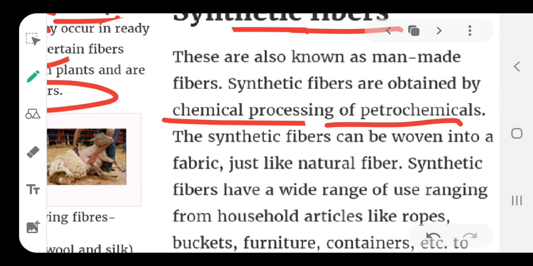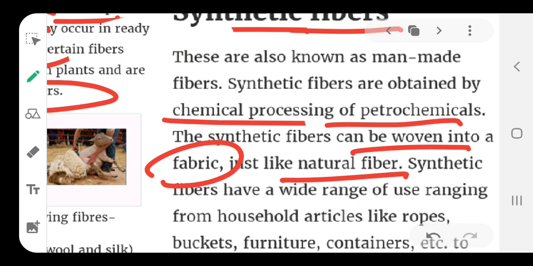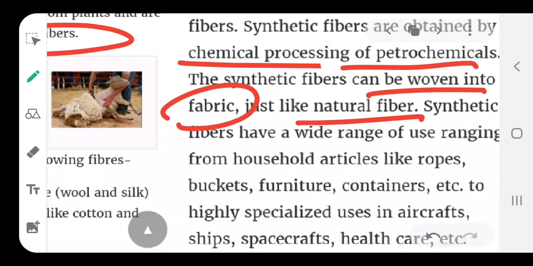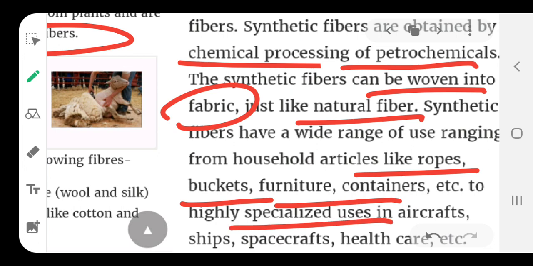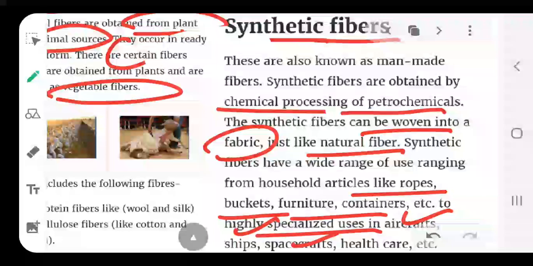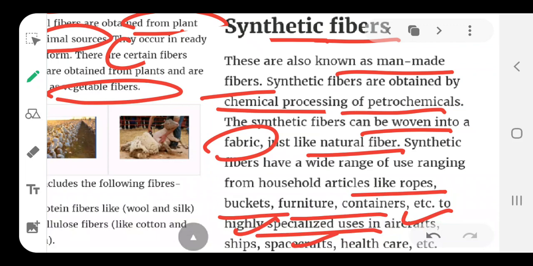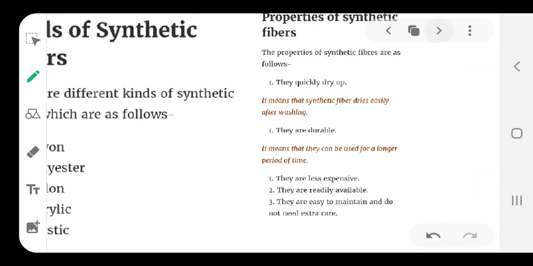The synthetic fibers are then woven into fabrics, just as we do with natural fiber, and they have a wide range of applications in our daily life. We make articles like rope, buckets, furniture, containers, and the list goes on and on. They are even used in making aircraft, ships and spacecraft, so you can see their application is wide. Since they are made by us, we call them man-made fibers. Synthetic fibers are called man-made fibers.